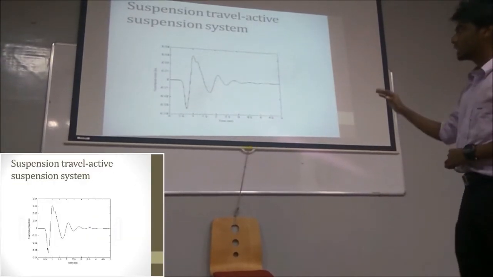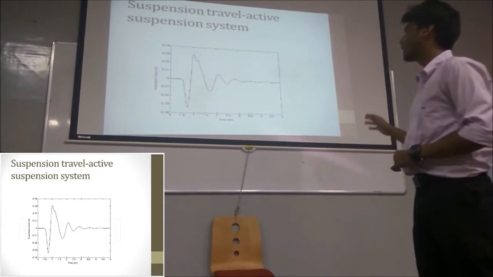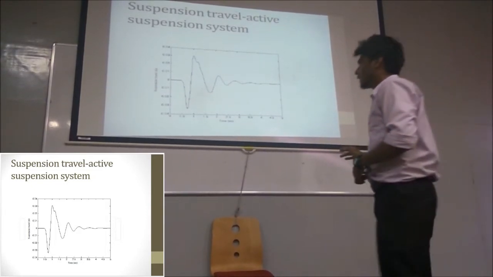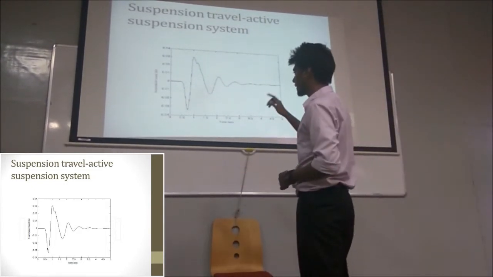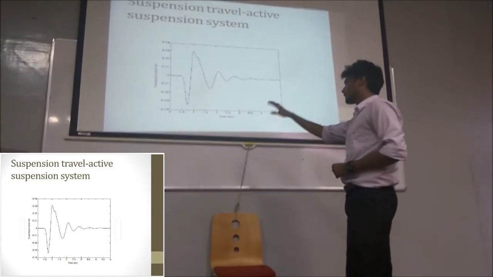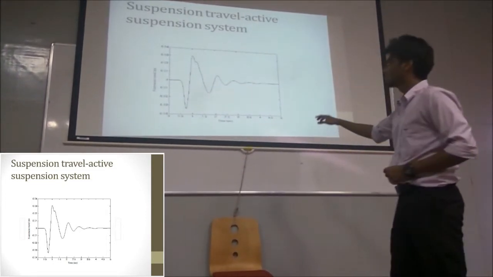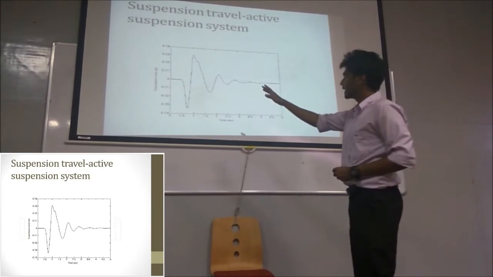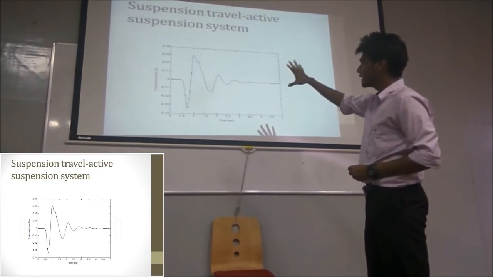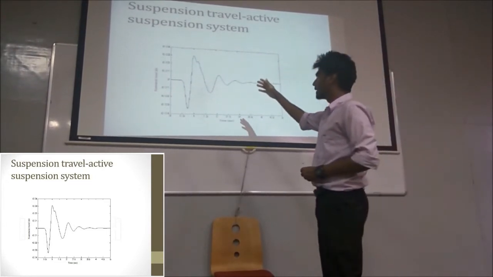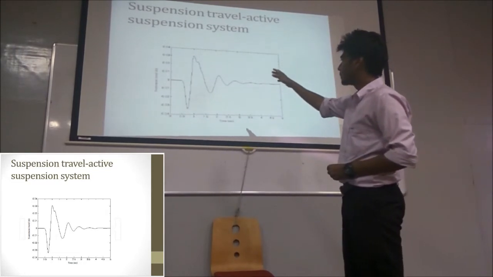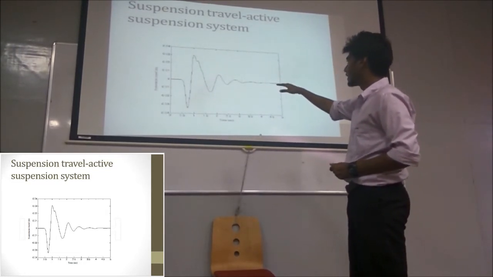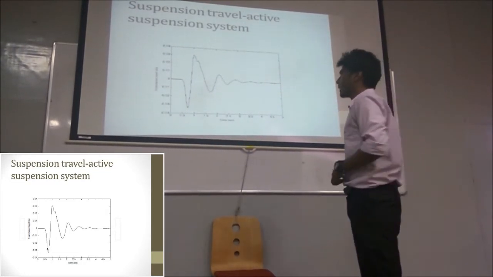Now we will see the suspension travel of an active suspension system. The y-axis represents the suspension travel, with respect to time on the x-axis. Now we can see that the suspension travel is very small, only about 0.03 meter, which is being traveled by the suspension system.